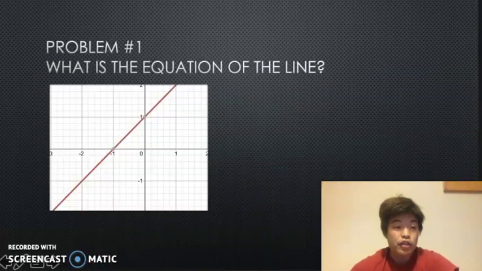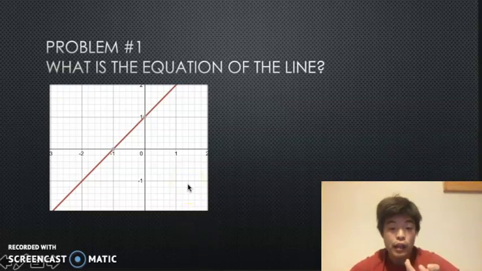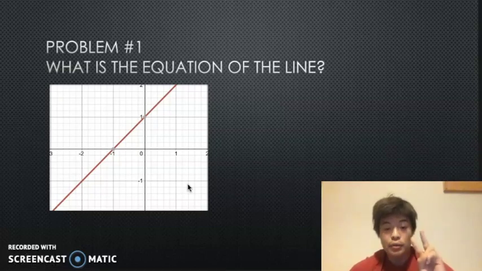Alright, so let's look at the first problem. All we have to do is find the equation of the line. And remember, to find the equation of the line in slope-intercept form, you only need to find two things, the slope and the y-intercept, right? So I'm going to give you some time to think about it and come up with the answer, okay?